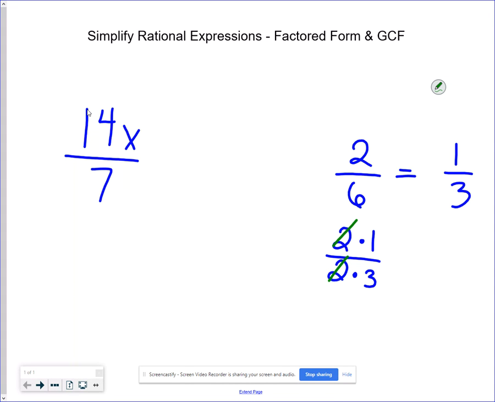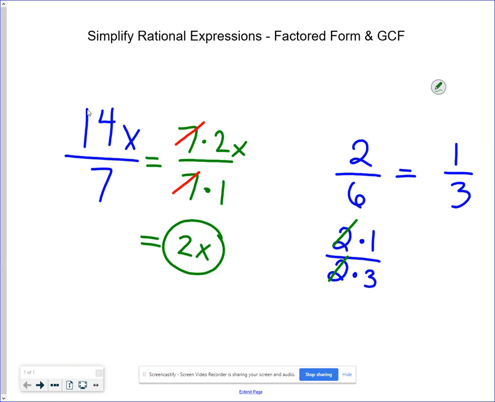Well, 7 is a prime number, so really 7 is just 7 times 1. But you could rewrite 14x as 7 times 2x. So what factors do they have in common? 7. So 14x over 7 reduces down to just 2x over 1, or just 2x. So the only way you're going to be able to cancel things out from the top and bottom is if they have a common factor. So let's try another example.